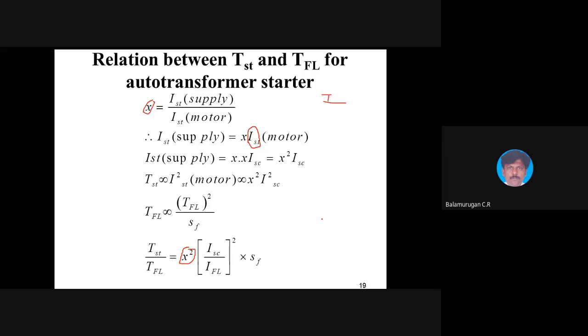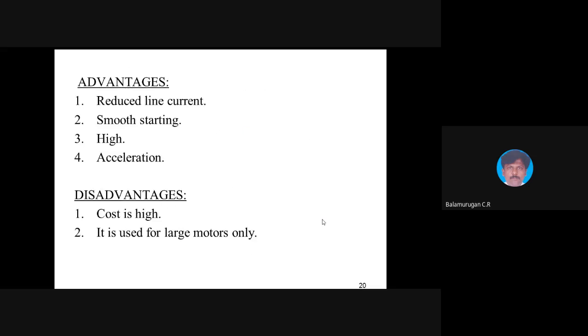Okay, no doubt. So these are some of the advantages: smooth starting, acceleration, reduced line current. You will omit the third point. So cost will be high.